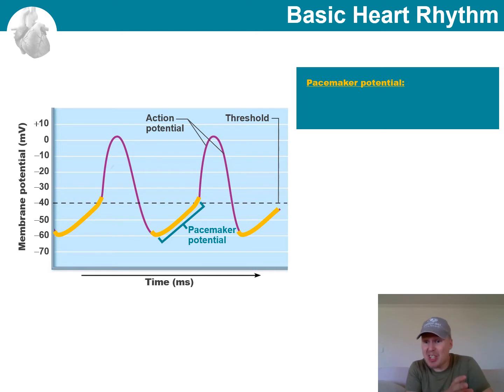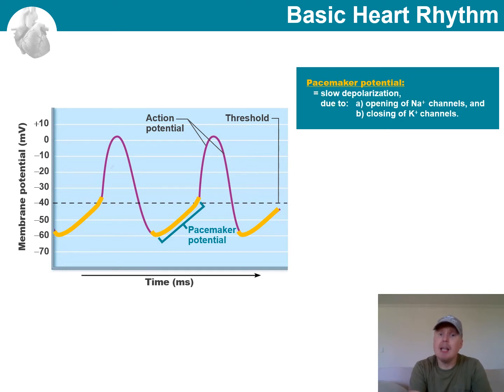And unlike the nerve cells in the nervous system, which we studied in our last course, that had a resting potential of -70 millivolts, the cardiac pacemaker cells have an unstable resting membrane potential. We can see it here. Please note that the pacemaker potential that you see here is never a flat or straight line. Instead, it's slowly depolarizing, and this is due to two processes: sodium channels opening and potassium channels closing.